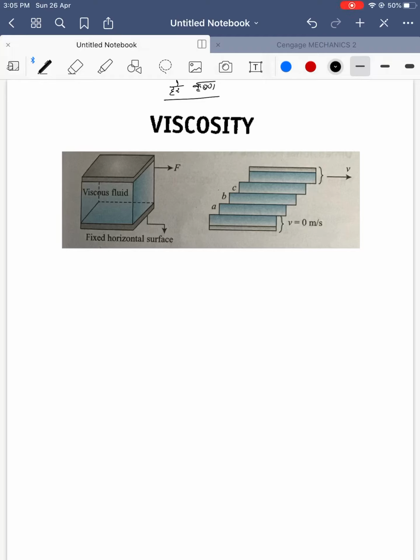Hi students, in this class we are going to discuss a very important topic named viscosity. So generally viscosity is referred to as internal resistance in liquids or fluids. Internal resistance in fluids.